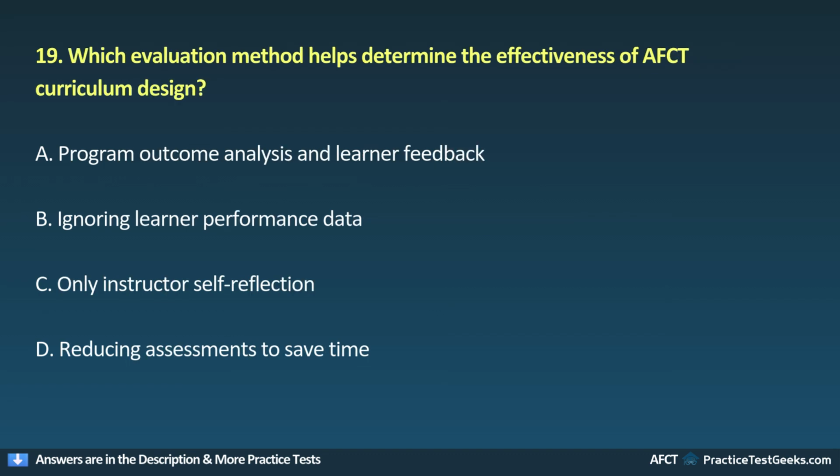19. Which evaluation method helps determine the effectiveness of AFCT curriculum design? A. Program outcome analysis and learner feedback. B. Ignoring learner performance data. C. Only instructor self-reflection. D. Reducing assessments to save time.